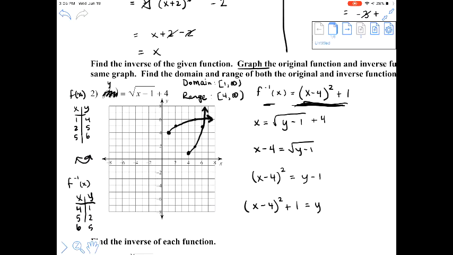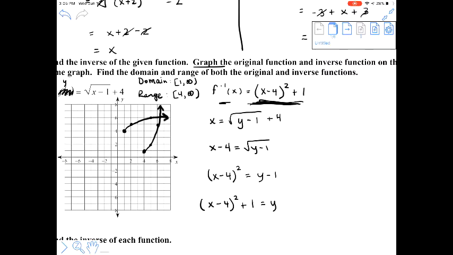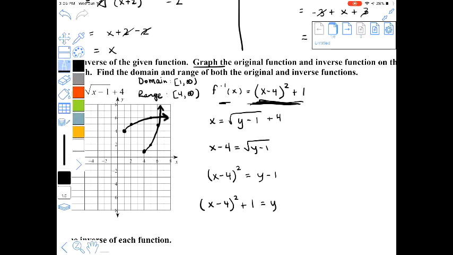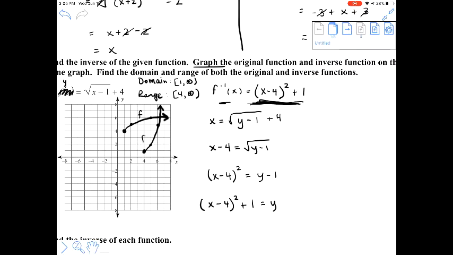So, this is the graph of f. Oops, let's get the pencil back. This is the graph of f. This is the graph of the inverse.